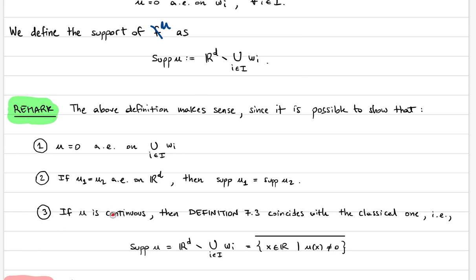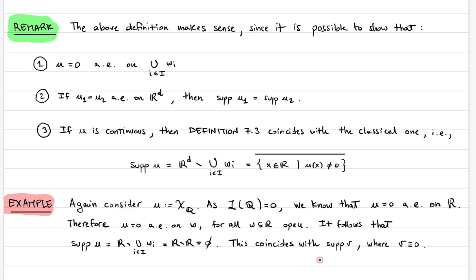And this was the property that we were looking for in this definition of support. And property number 3 is that if U is continuous, then this new definition of support coincides with the old one. And here I just wrote it down as a reminder. So the support of U, whenever U is continuous, can be written either in this way, which is definition 7.3, or in the old way, so the closure of the set of points where U is non-zero.